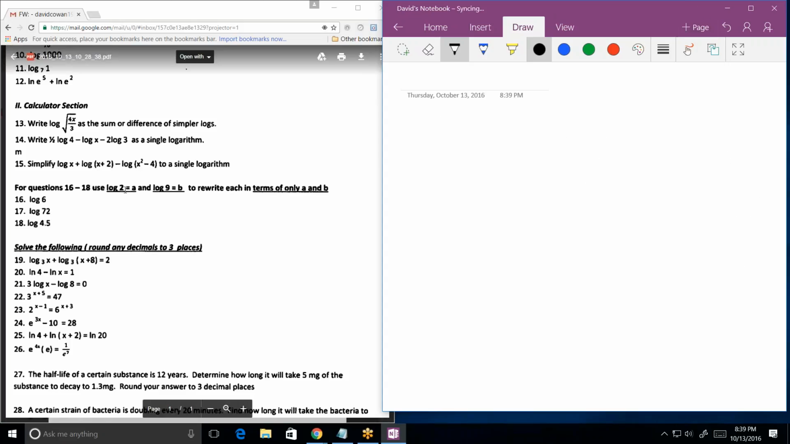So, in other words, a lot of these you're going to have to use powers. We had to use powers on 16. We had to use it on 17. Let's look at the log of 4.5. Well, how can I relate the number 4.5 to 9 and 2?